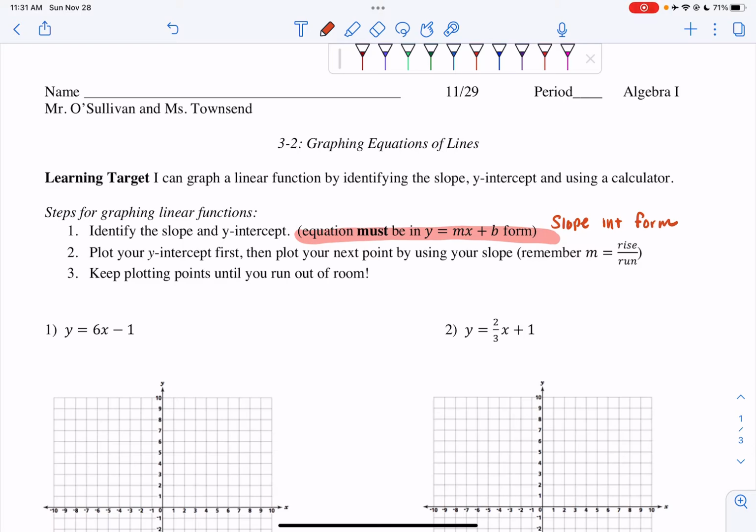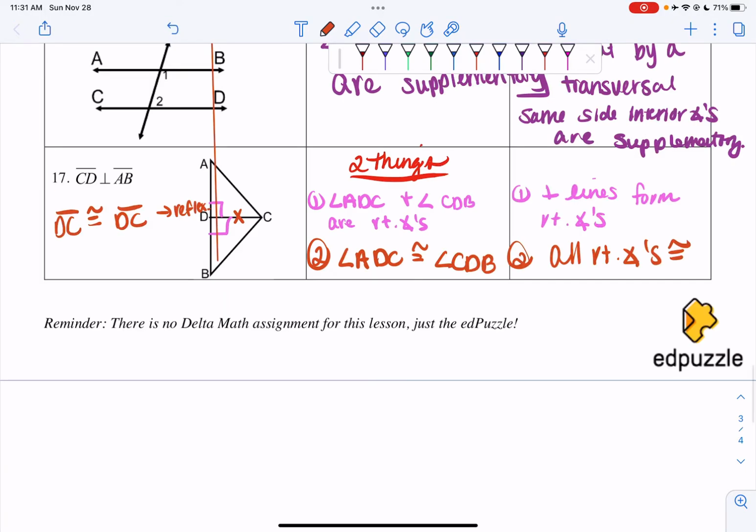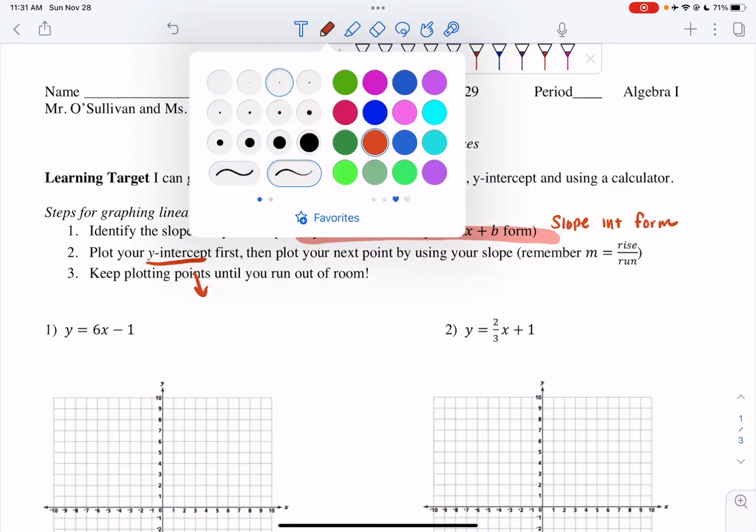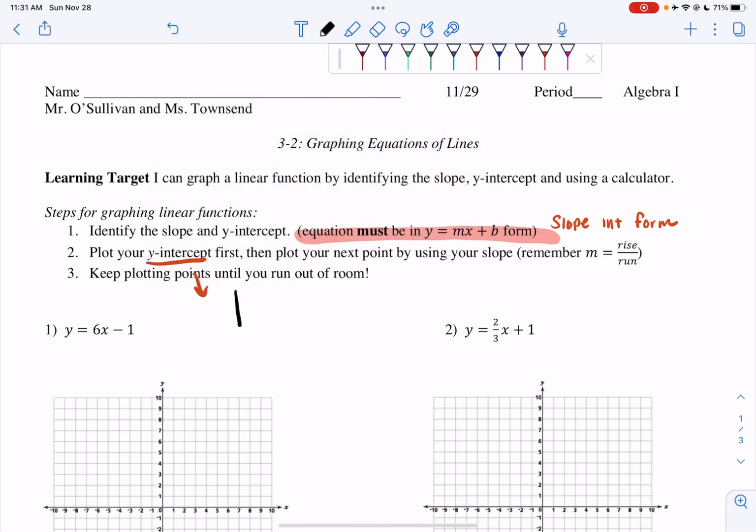Step 2 says, plot your y-intercept first. When we say we're plotting our y-intercept, we want to see where we're crossing our y-axis. So an example of a y-intercept would be a point like this. So we're always plotting on this axis first.